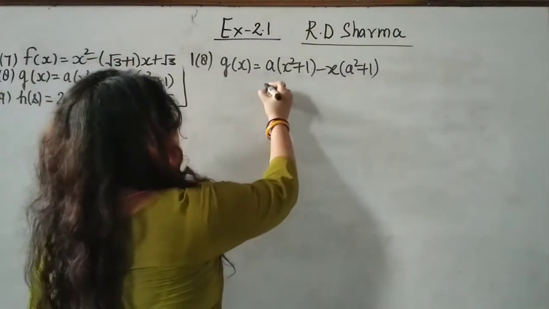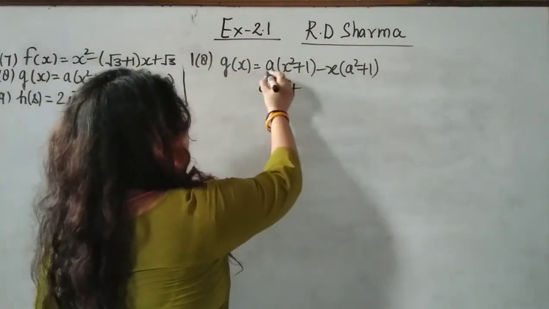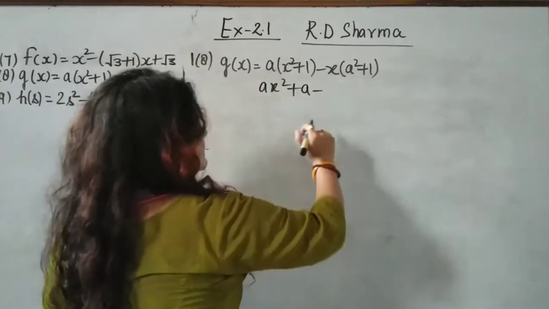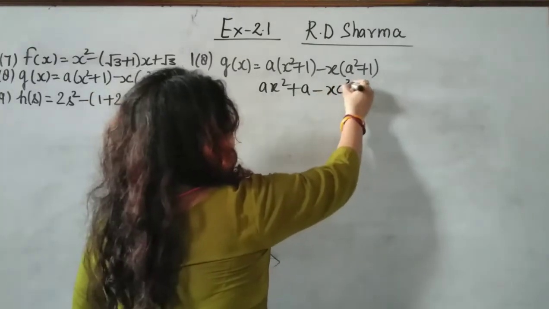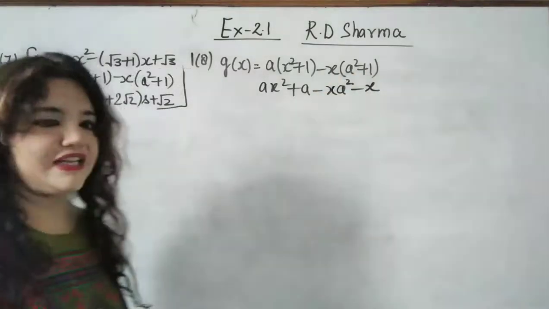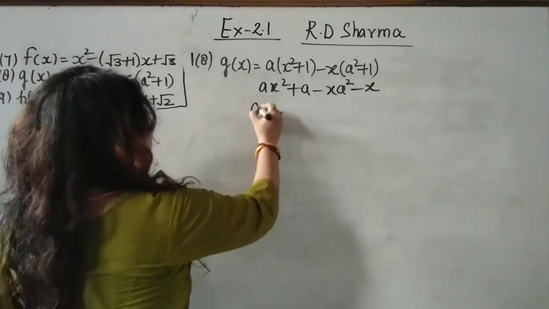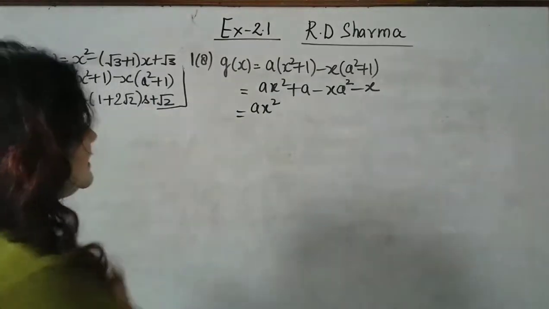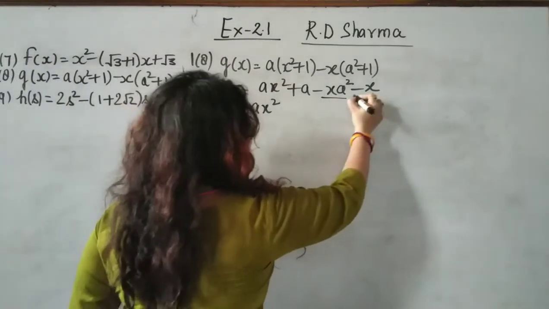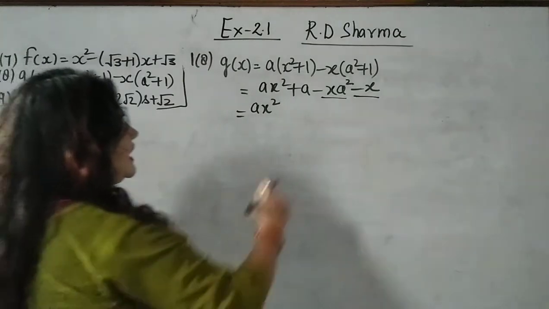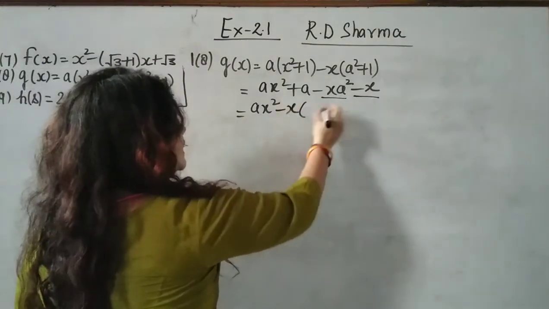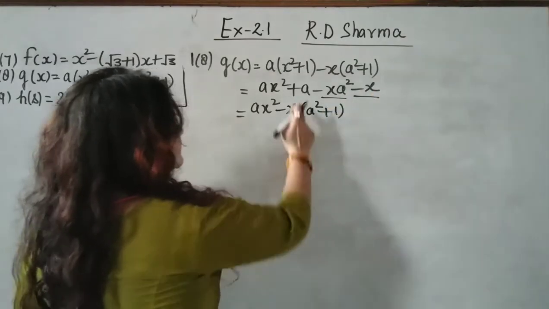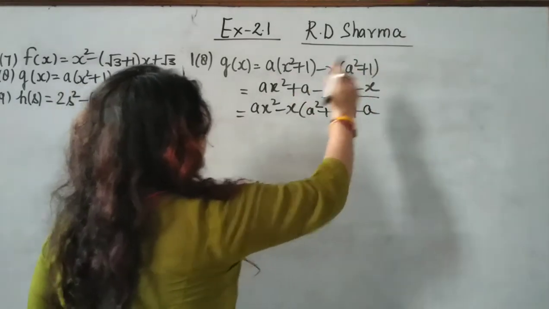Okay? See how I'm converting. Ax square multiplying, ax square plus a, and now minus x is being multiplied with a square plus 1, minus x a square and minus x, right? Okay, and now ax square, ax square and this, minus x a square minus x, right? So here I am taking minus x common. So here what is left? A square, and here what is left? Plus 1. And this plus a I am writing here.